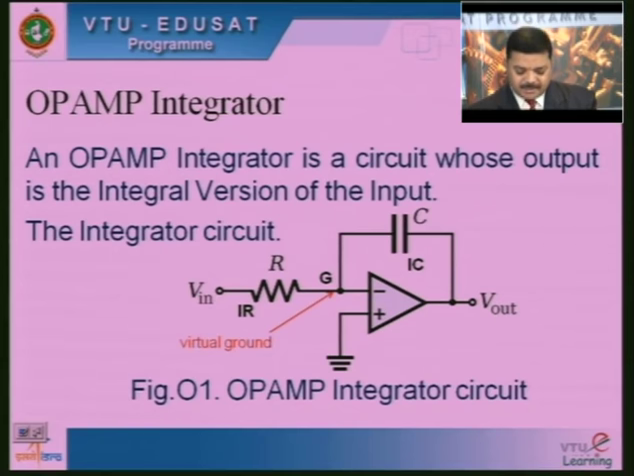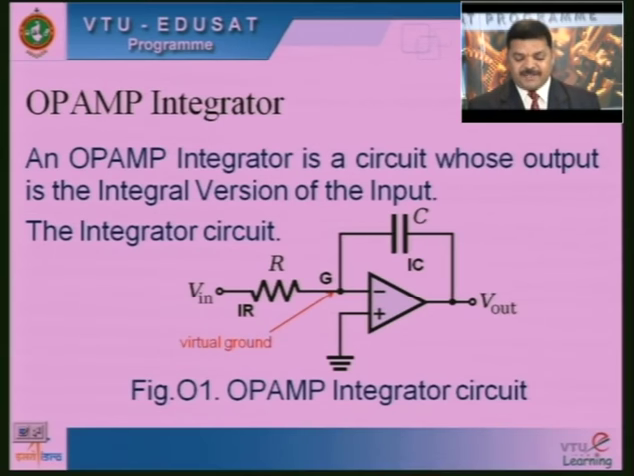So, subtractor in tomorrow's class we will discuss, and today let us discuss the op-amp integrator. As the name itself tells you, it is an op-amp integrator. Integrator means it has to perform integration operation on the input signal. So, what is the integration of input? That will be the output of the integrator circuit.